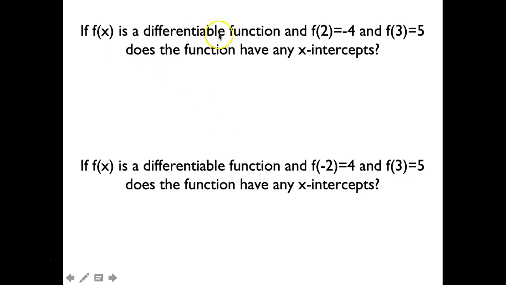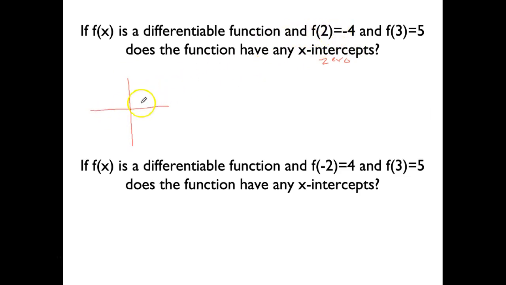So if f of x is differentiable on the function, f of 2 equals -4 and f of 3 equals 5, does the function have an x-intercept? Okay, well, let's just think about this. An x-intercept means that you have a 0, right? It means you go through the x-axis. Well, if I have a -4 and a 5, I'm going to have to go through 0 in order to get there. Now let's look at this graphically if you didn't understand that.